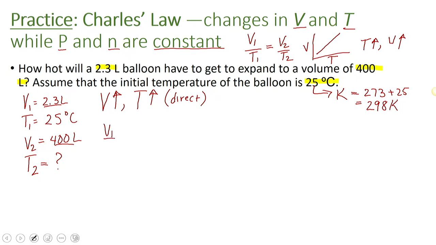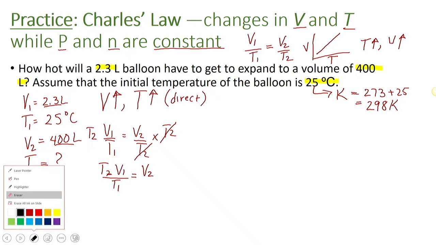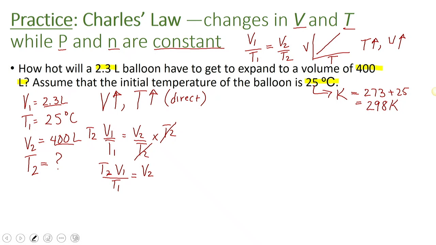All right, it's directly proportional. So we've got V1 over T1 is V2 over T2, and now we've got to get T2 by itself. What do we do here? If we multiply both sides by T2, these cancel, and now I get T2 times V1 all over T1 is equal to V2. That's not helpful. We're not done. We still have to get T2 all by itself. So we need to do something with these two, V1 and T1.